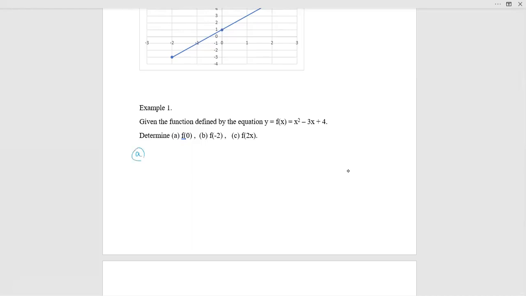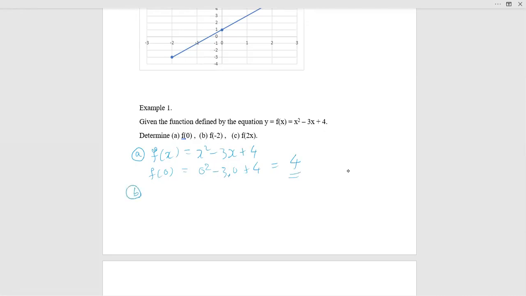Part A. Okay, we have this equation, f of x equal to x squared minus 3x plus 4. We want f of 0. When x is 0, the x squared term is 0, and whatever has x, that term is 0. So it is 0 minus 3 times 0 plus 4, which is equal to 4. f of 0 equals 4.